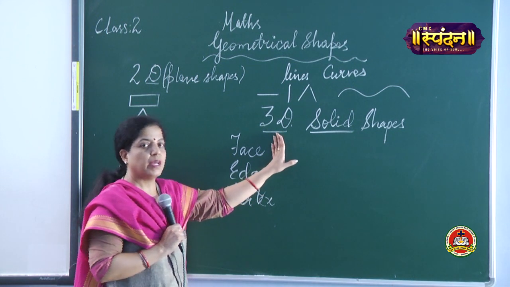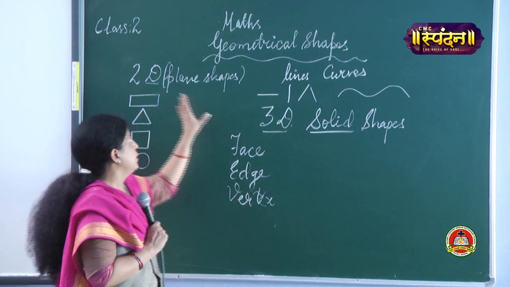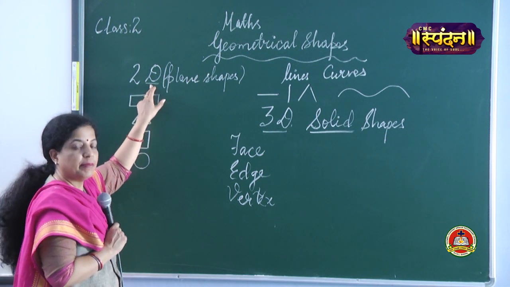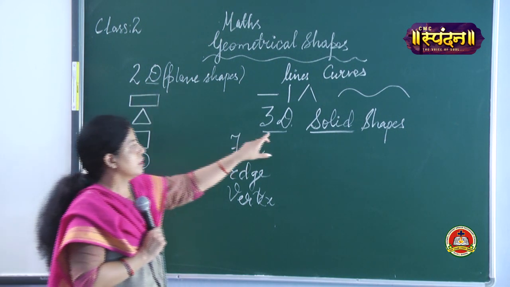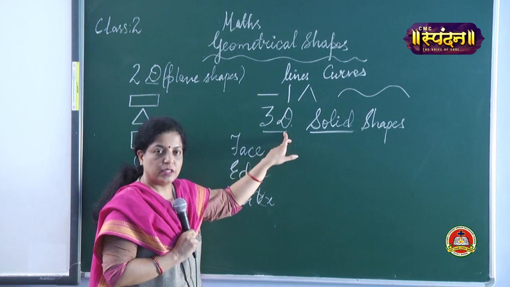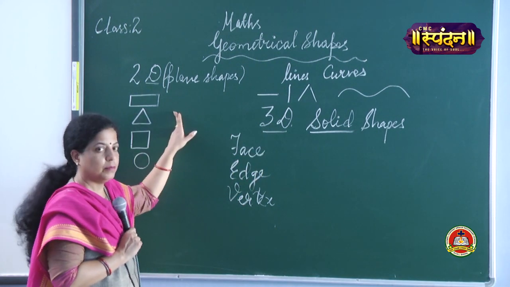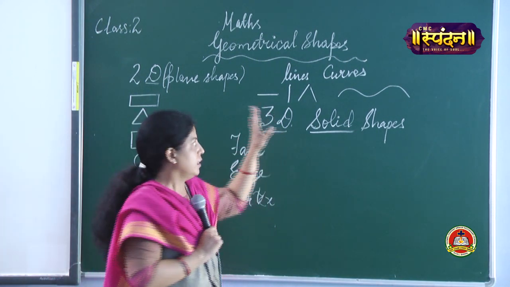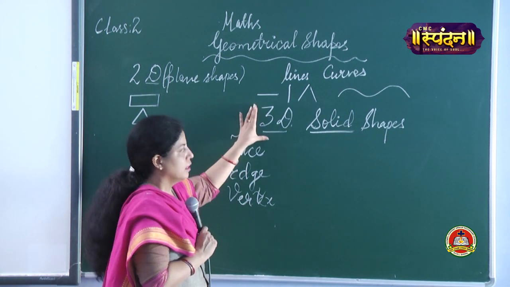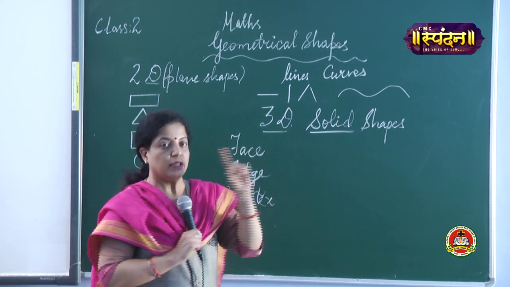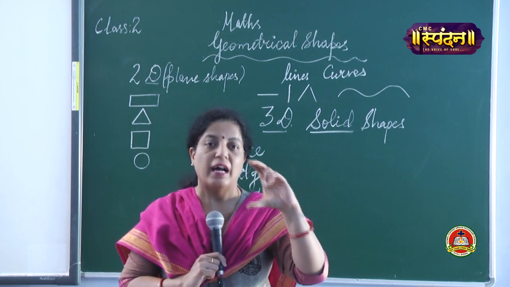Now, a question may come to your mind: why are these plane shapes having two dimensions, length and breadth, and what is the third dimension here in the solid shape which is not there in the plane shape? Yes, you are right. These shapes have not only length and breadth, but they have their height.